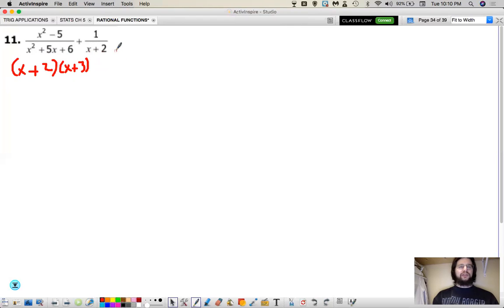So I got an x plus 2. Well, what's my LCD? My LCD is, well, I need this right here. X plus 2. I also need an x plus 3 for that first one. Now my second one, I also need an x plus 2. I already got that. Good. Move on. Let's go. What are you missing? You're missing an x plus 3.